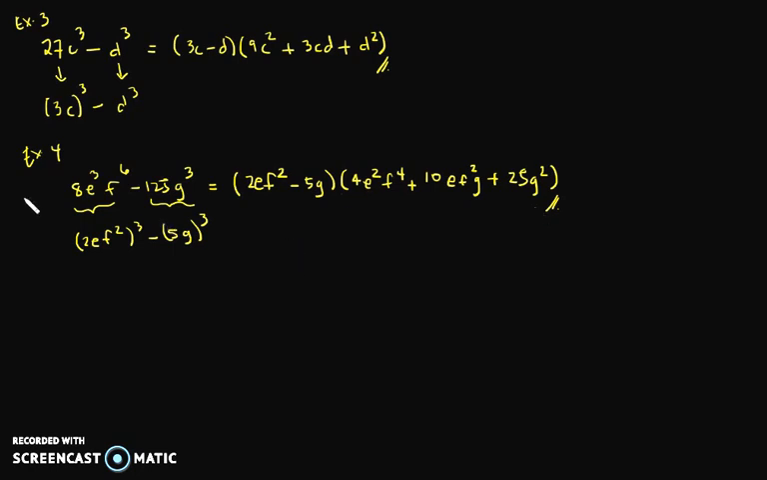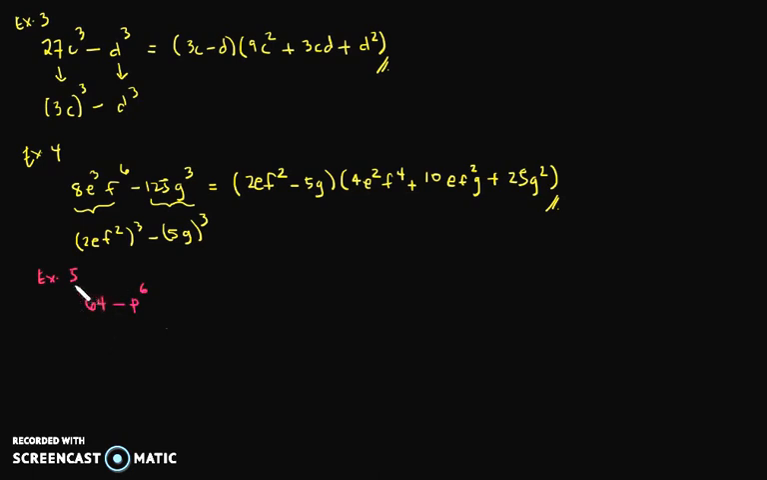Okay, so how about this? Let's try to solve for this example. Sample number 5. What if I have here 64 minus p raised to 6? Okay, so how are we going to factor? So in this example, we can use two approaches.